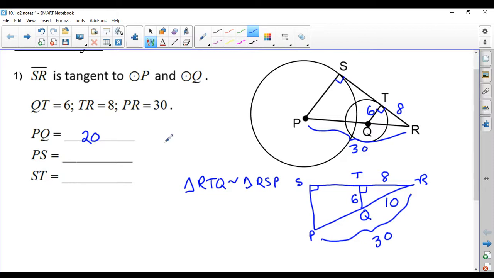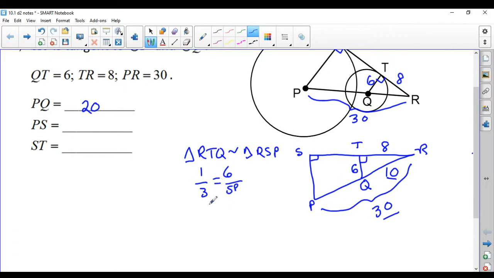We want to find PS. PS is this side of the bigger triangle. So we need to find the scale factor of the small triangle to the large triangle, which we have from the 10 and the 30. 10 to 30 is 1 to 3. Corresponding sides are in proportion. TQ, the 6, is the side that corresponds to SP. So I can solve this proportion using cross products. 1 times SP equals 3 times 6. So SP, or PS, is 18.